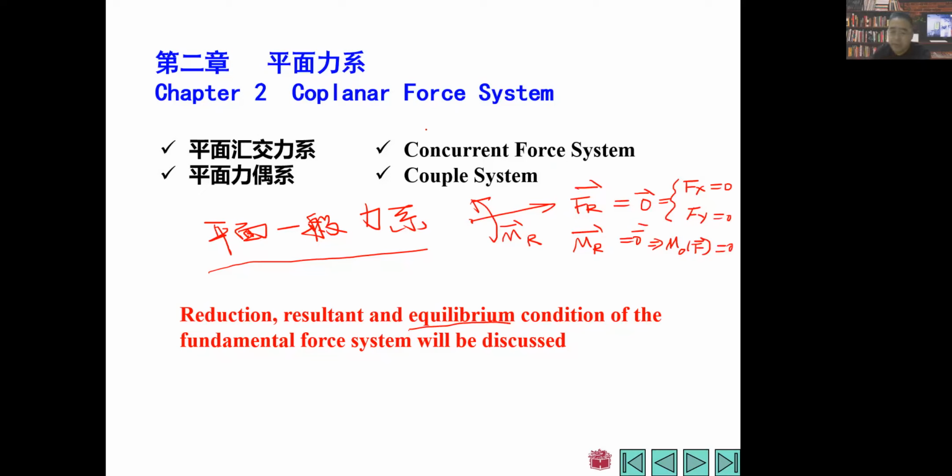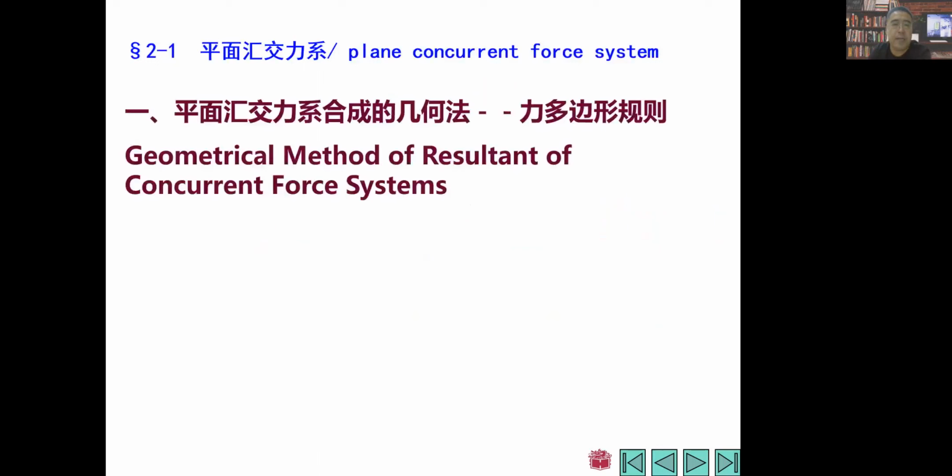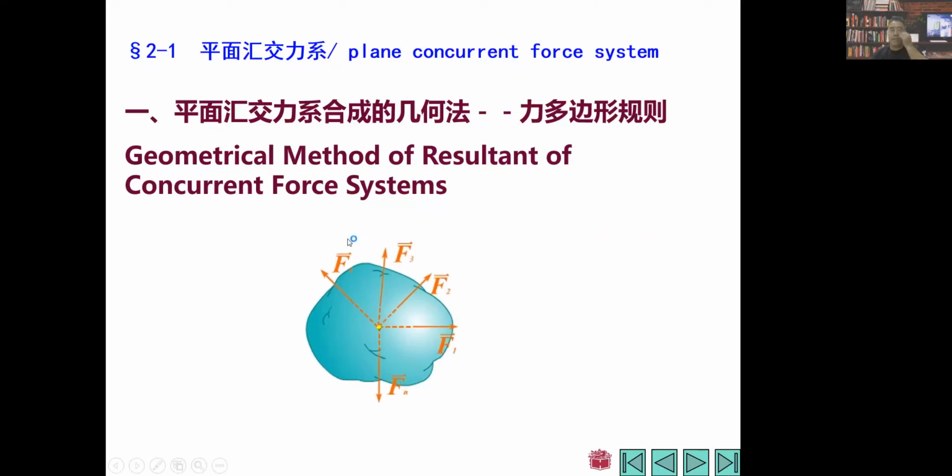So today we will just mention a little bit, right? We just need to know what is 平面汇交力系, and we can give its translation, plane concurrent force system. We can just drop the word plane. Then we'll talk about the 力多边形法则, a geometrical method for the resultant of a concurrent force system. You can just look at this picture.